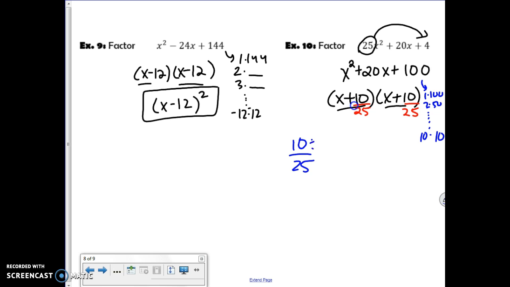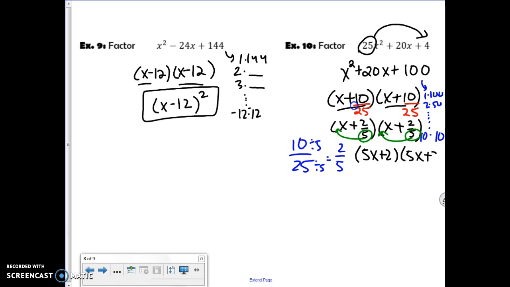Well, I can divide them both by 5. So that would give me 2 over 5. And I can't simplify that anymore, so that's what I'm going to put in here instead. So we've got x plus 2 over 5 and x plus 2 over 5. Remember, if we can't simplify the fractions anymore and we are stuck, what you do is you take this denominator and you slide it back up in front of the x. So this is going to become 5x plus 2 and 5x plus 2.